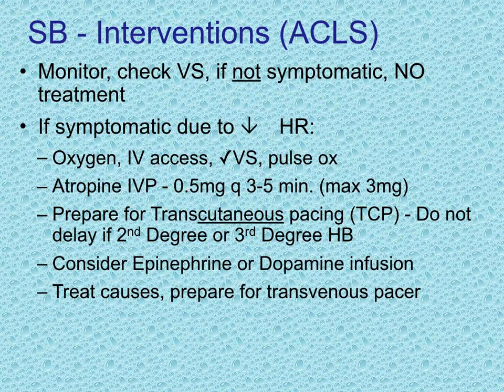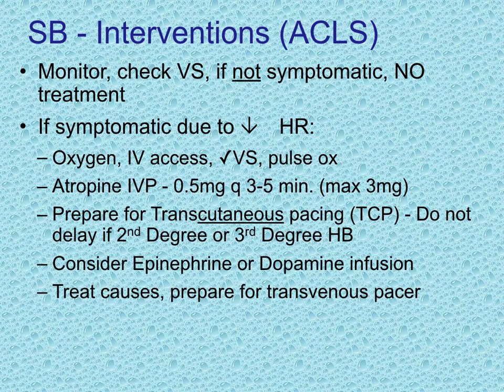Interventions for sinus bradycardia on a patient who is symptomatic, you would definitely put some oxygen on them, get an IV, maybe check their vital signs, check their blood pressure, get a pulse oximetry going, and the drug of choice would be atropine, 0.5 milligrams every 3 to 5 minutes, up to a maximum of 3 milligrams.